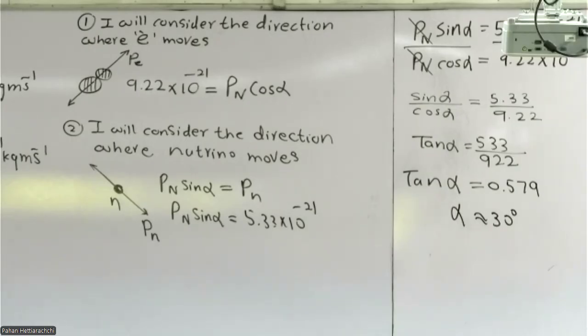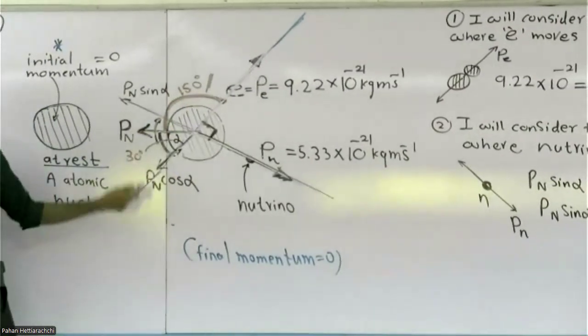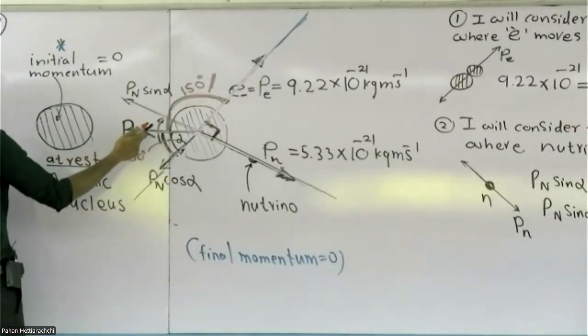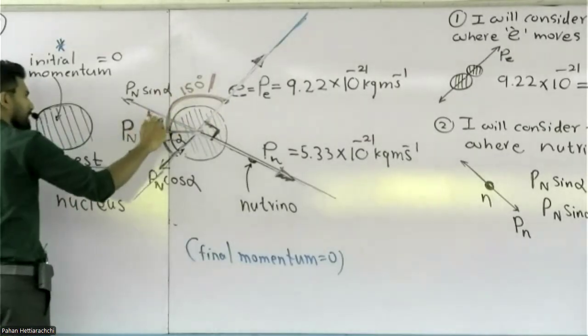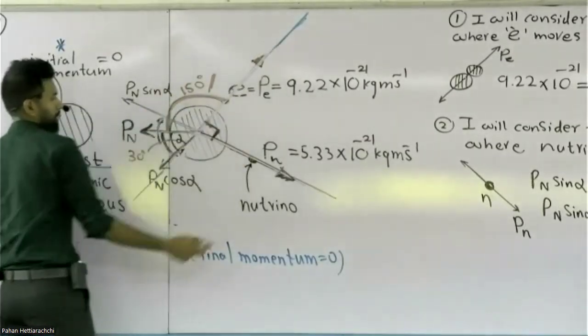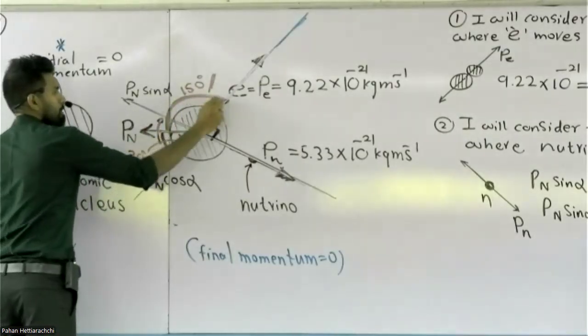So if alpha is 30, from the other side with the electron, what is the angle? 150. Correct. 149 means approximately 150. Yeah, that's the answer. Now the atomic nucleus is recoiling at an angle of 150 degrees from the direction of the electron. Here alpha 30 means from the other side it's 150. Answer is correct.